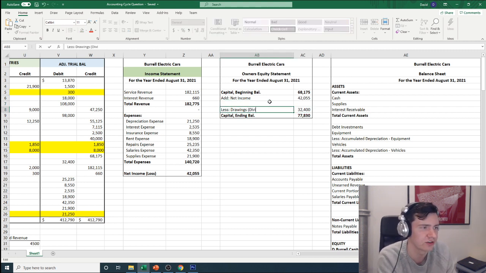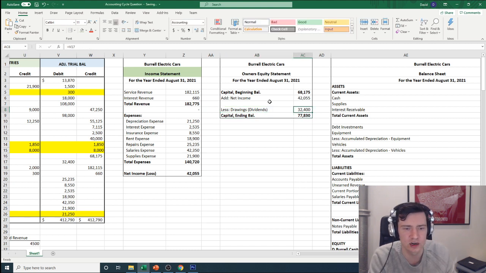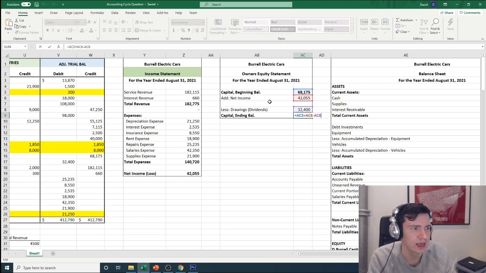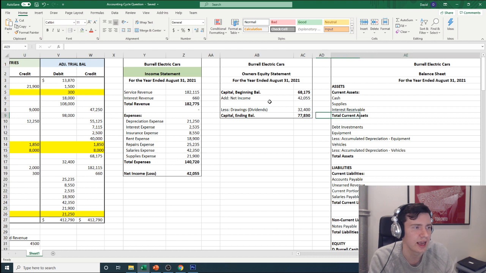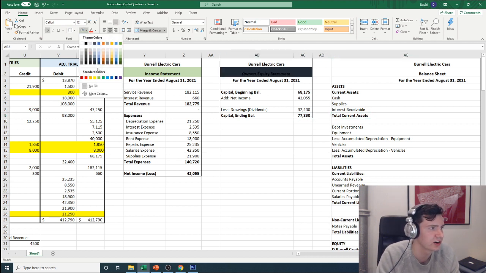because another word for them is dividends. And the dividends are redistributing that income and not retaining it in the company, so paying it out to owners. And the final retained earnings or capital ending balance is just the retained earnings beginning balance, add the net income, subtract dividends, and you have $77,830. So that is the owner's equity statement or the retained earnings statement.